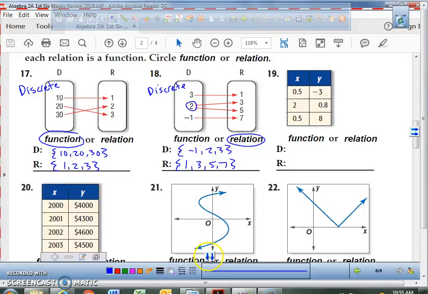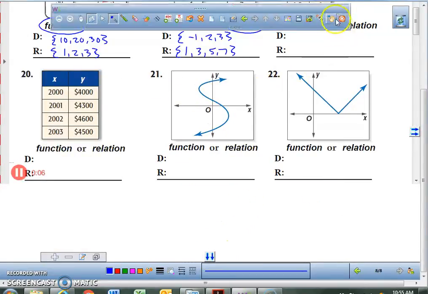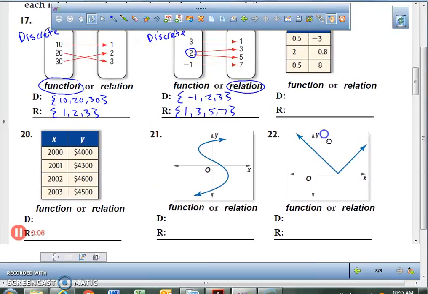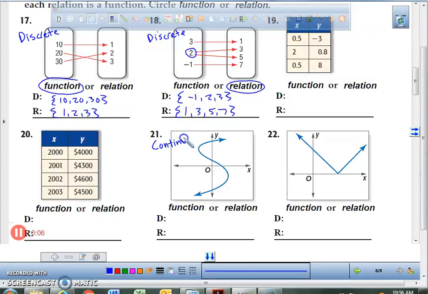So let me go down a little bit. Let's look at number 20. Sorry. Okay? All right. Let's look at 21 and 22. Because 21 and 22, those are not considered to be discrete. Both of these are considered to be continuous. These are both continuous. So they have that in common. However, this one does not pass the what?